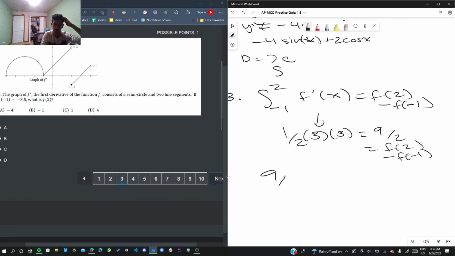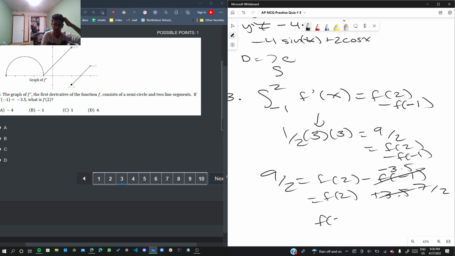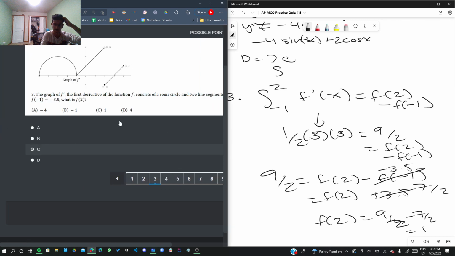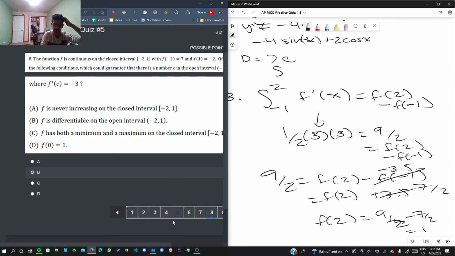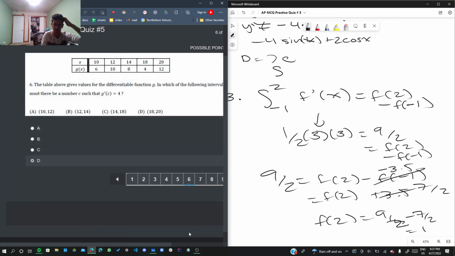9 halves equals f of 2 minus f of negative 1. f of negative 1 was negative 3.5, so that's f of 2 plus 3.5, which is also 7 halves. So f of 2 is equal to 9 halves minus 7 halves, which equals 1. So I'm assuming that is C. Right there. Awesome.